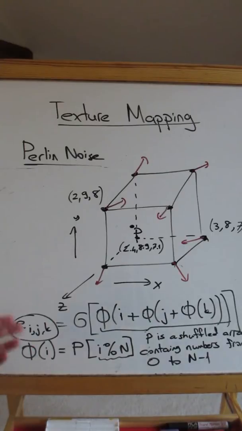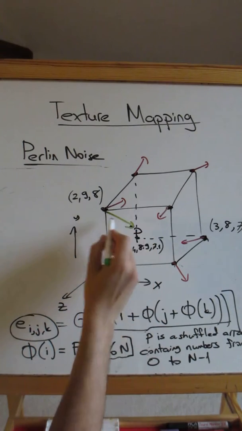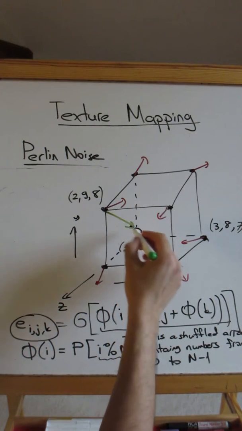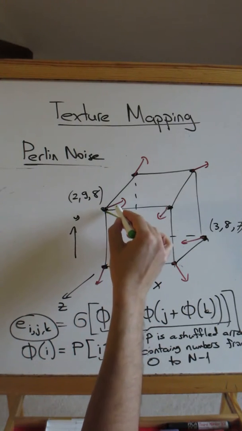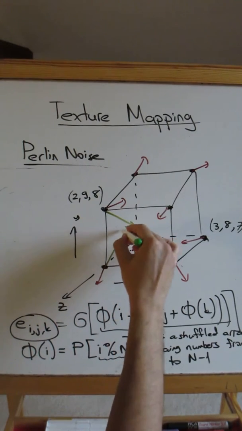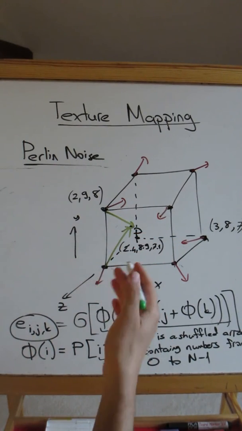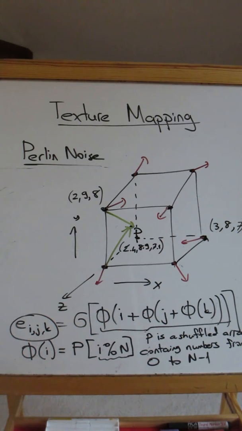So we compute the dot product. Okay, so to quickly remind you the idea, we compute the dot product between the edge vectors and the vectors connecting the point P to the edges. Okay, so we will take the dot product of this one and this one. And then we will take the dot product of this one and this one. Also remember that the dot products are multiplied by the weighting function W. Okay? So we have written the formula for that.